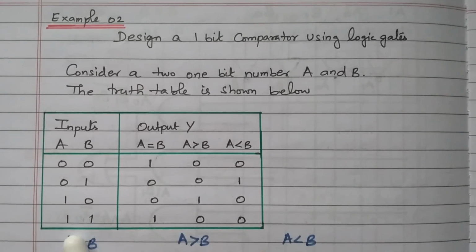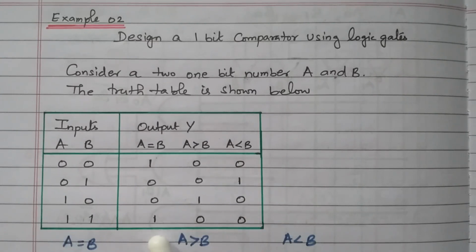1 1, both are 1, right? It means both are equal, A equal to B, right? So here there are 2 possibilities. 0 0 and 1 1 have both equal. 0 1 means B is greater. 1 0 means A is greater, right? Now we got the truth table.